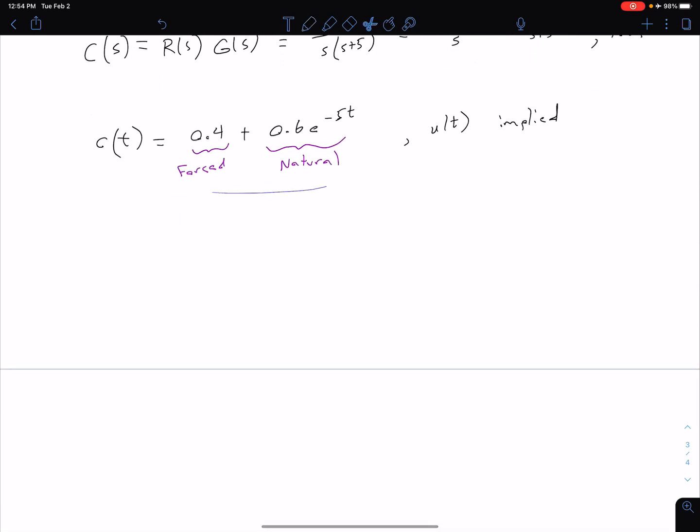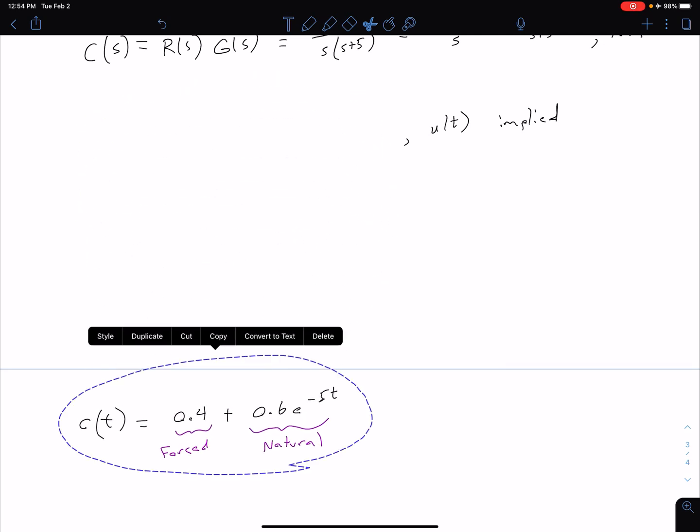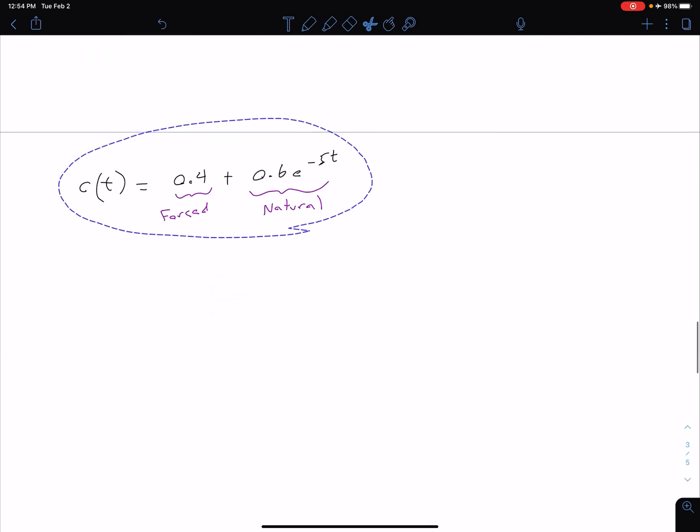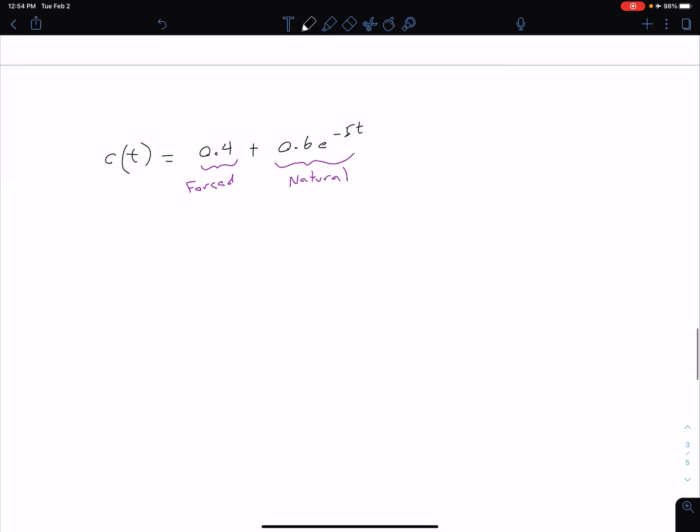So let me bring this down here so I have some more room to write below it, so we can keep an eye on this as we write here. So a couple things to note. First of all, the pole of our input function is generating the form of our forced response. So the pole of the input is dictating the form of our forced response.